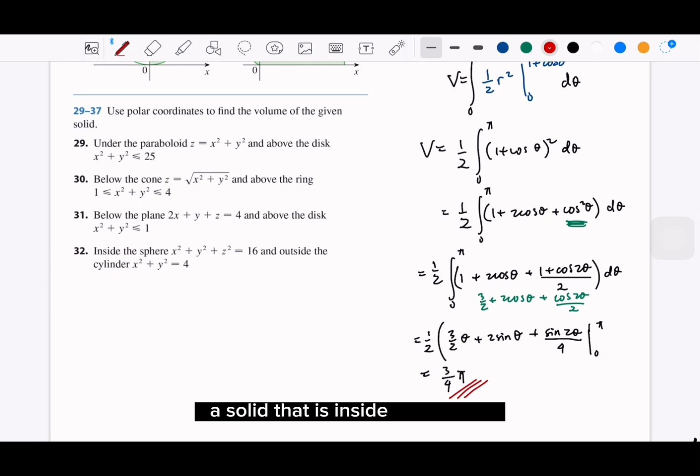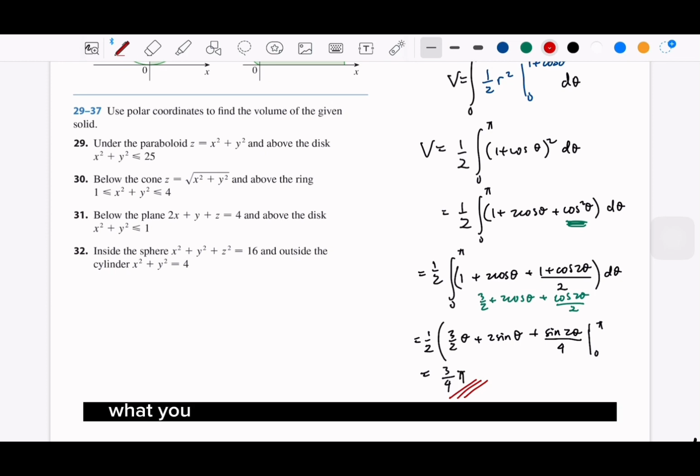for a solid that is inside the sphere but outside the cylinder. So you could imagine a ball, and you put a cylinder inside. Like a hollow ball, but the hollow is a cylinder. What you need to find is the volume outside of that cylinder.